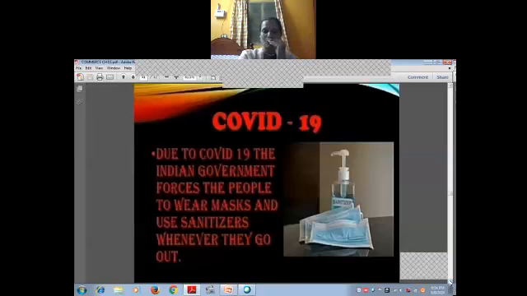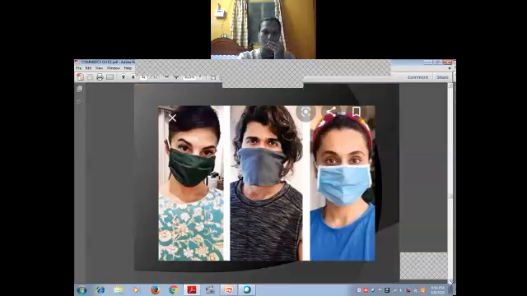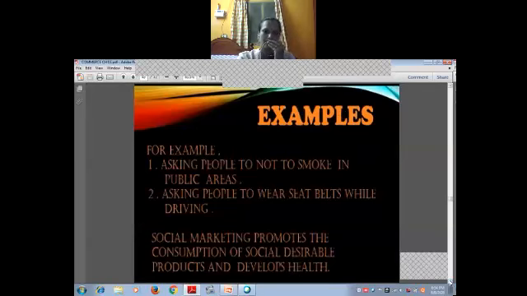So they are cultivating awareness from the public, to the public. Okay. So for example, asking people not to smoke in public areas, asking people to wear seat belts while driving. Social marketing promotes the consumption of socially desirable products and development help.